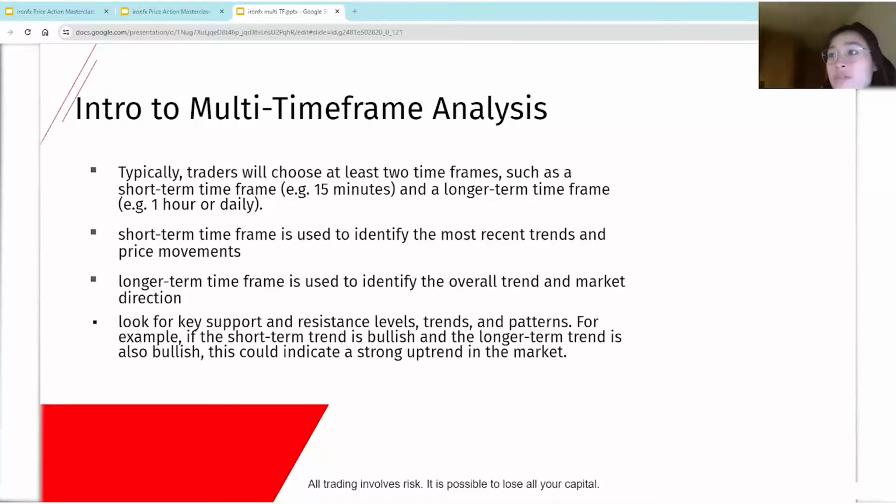But basically we don't go below 15 minutes because the charts tend to be a little bit too messy on those time frames. Your short-term time frame is used to identify the most recent trends and price movements, which is why, as I mentioned just now, your price action, like your candlestick patterns, tends to work better on shorter time frames, like your 30-minute and 1 hour time frames, maybe even 4 hours. But your longer term time frames will be used to identify the overall trend and market direction. And again, we will use all of those together with key support and resistance levels, trends, patterns, indicators.